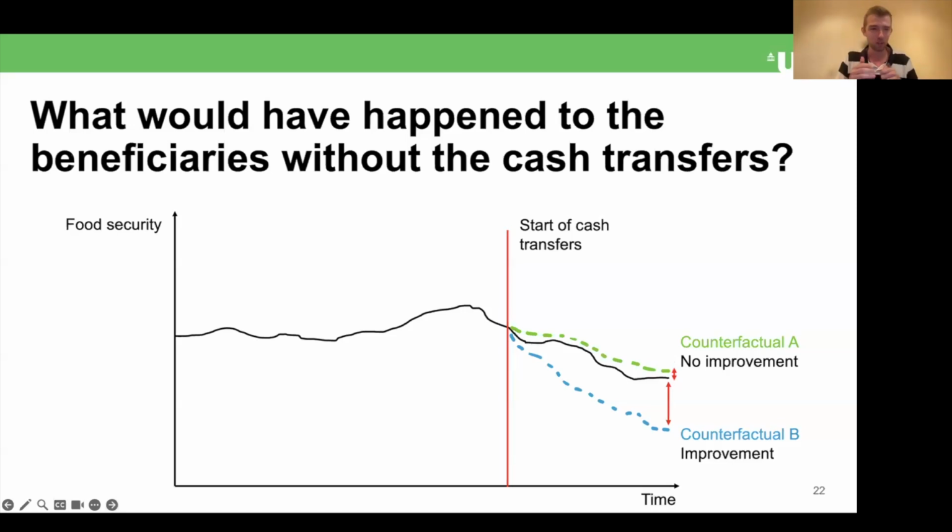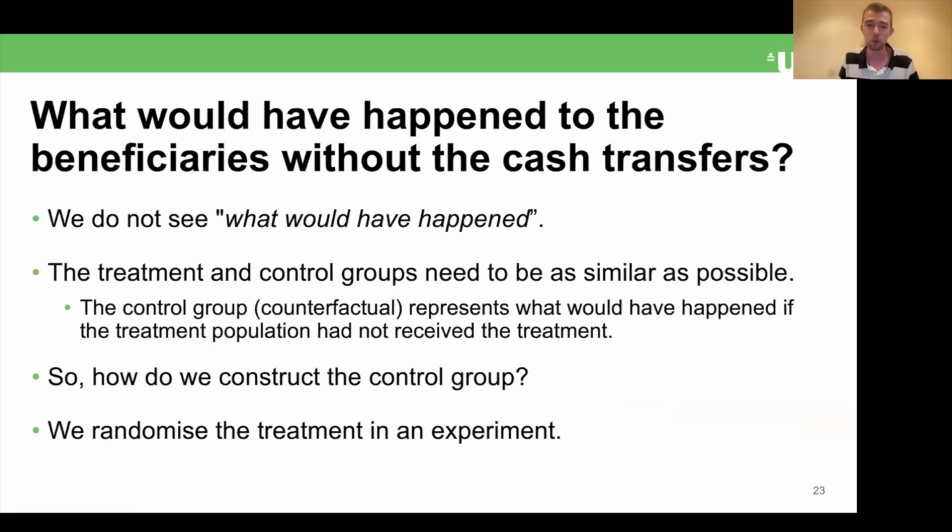Now, this very hypothetical, impossible scenario, there is a way for us to overcome this. And the way that we do that is by constructing an experiment. We are trying to construct this counterfactual, this control group. We're trying to find a group of people, a group of communities, that is extremely similar to those that are in the treatment group. They're part of the program.